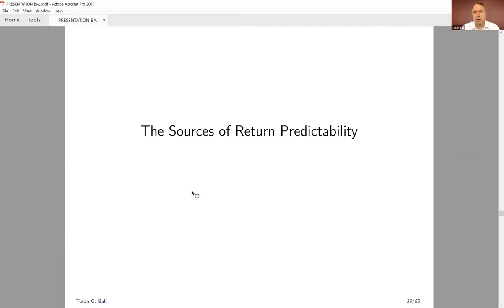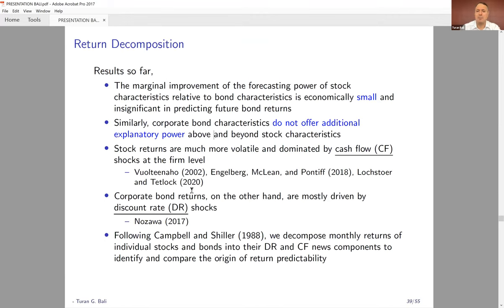All right. So what is the source of return predictability? This is the section I really like. So we are trying to run two big tests here. We are trying to disentangle the source of return predictability. The first test relies on the Campbell-Shiller decomposition. So we use return on assets and Tobin's Q for return decomposition for individual bonds and stocks. And once we decompose bond returns and stock returns into their discount rate and cash flow news components.